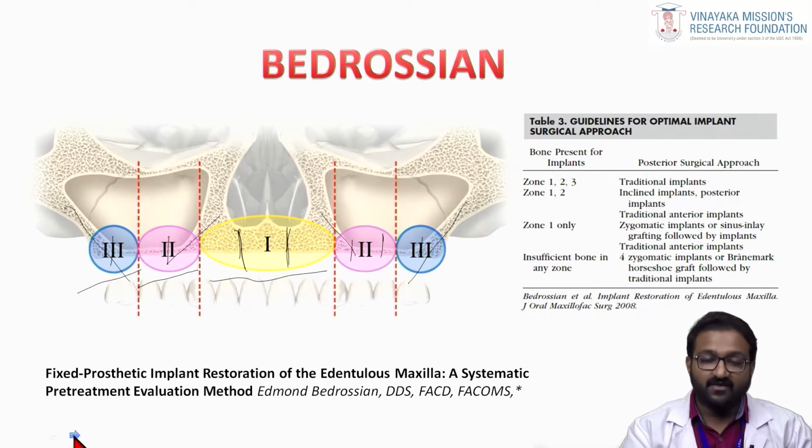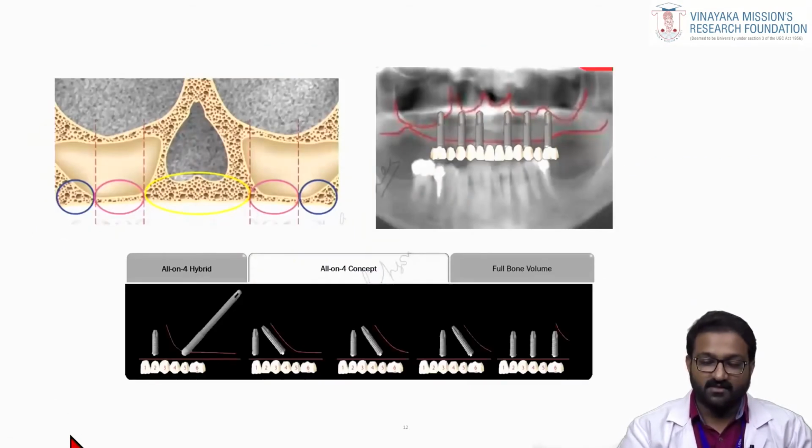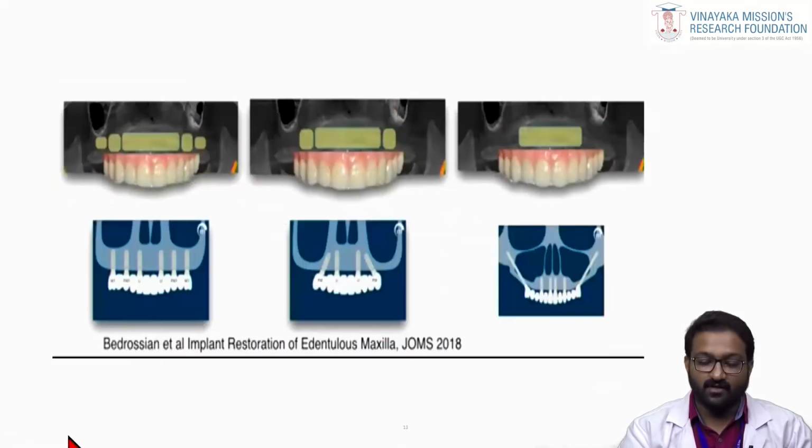Bedrosian gave the classification according to the bone available. So this is how this looks like. In the OPG, you will be doing a marking of the available bone, and then give a conclusion of the treatment plan. In the first picture, bone is present in all the 3 zones. So traditional implant is placed in the key implant positions. All are parallel implants.